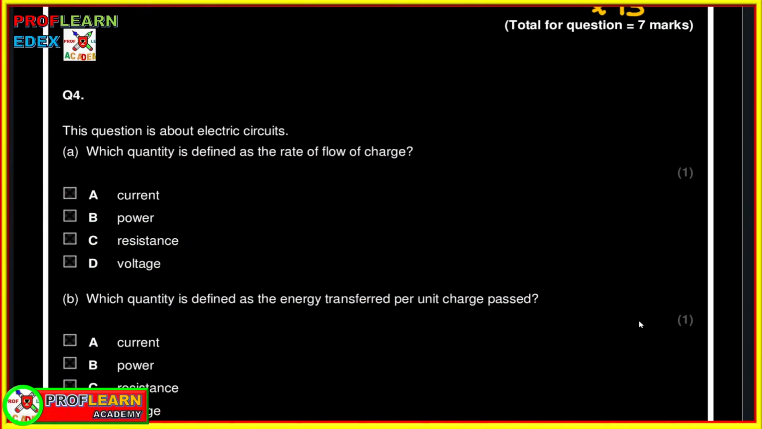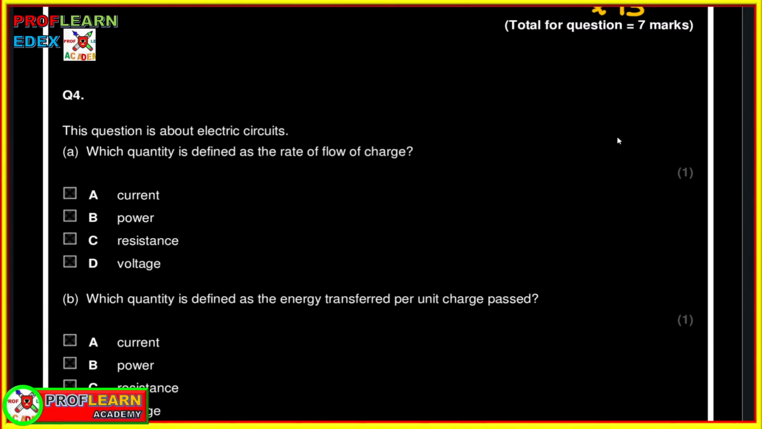Question number 4 is about electricity, meaning that as you are preparing for your exams, you need to prepare to answer questions to do with electricity. Which quantity is defined as the rate of flow of charge? Leave a comment below.